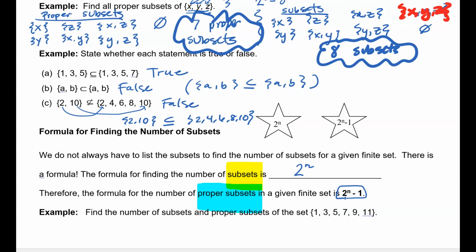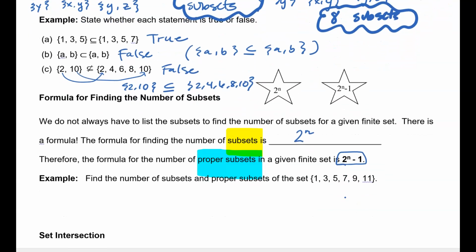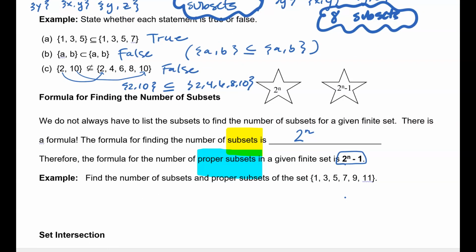So for example, find the number of subsets and proper subsets of this set, 1, 3, 5, 7, 9, and 11. Now it would take a long time to list those all out, so we're not going to do that, but I'll just use the formula. So there's 1, 2, 3, 4, 5, 6 elements. So we can say n equals 6. So in the formula, n equals the number of elements in that original set.